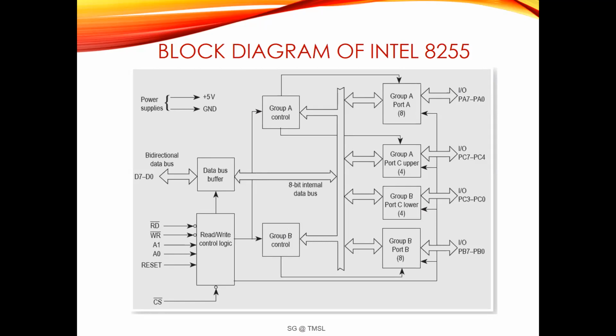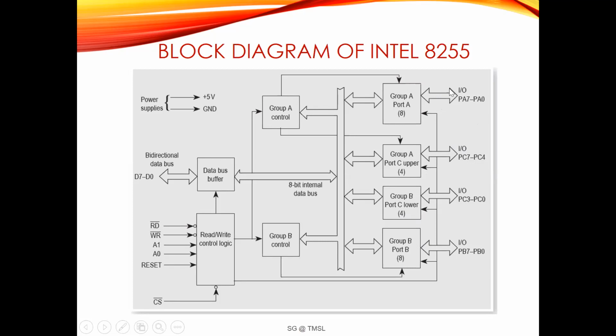Under group A, port A is available and port C upper is available. Upper means bit number PC4, PC5, PC6, and PC7. So 8 plus 4, these 12 bits are available as your group A control. And under group B control, two ports are available: port B, 8-bit in size, and port C lower, 4-bit in size. So another 12 bits are available under group B control.